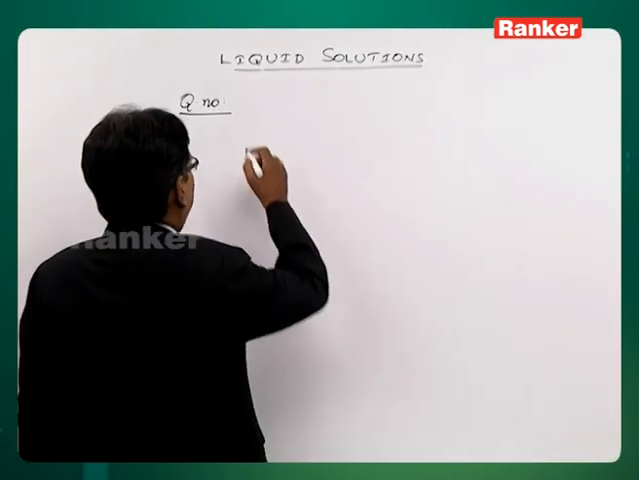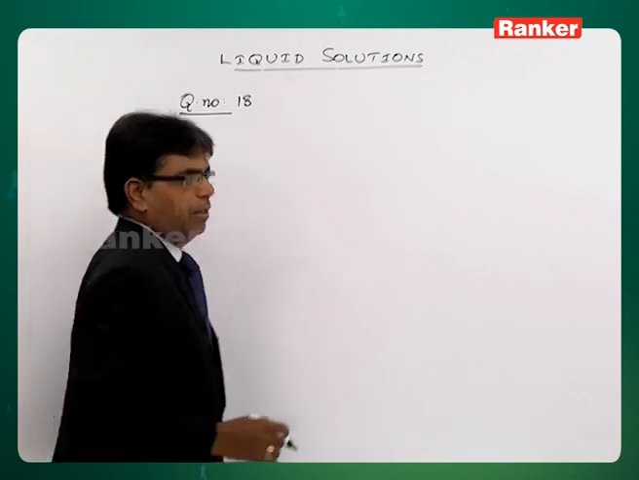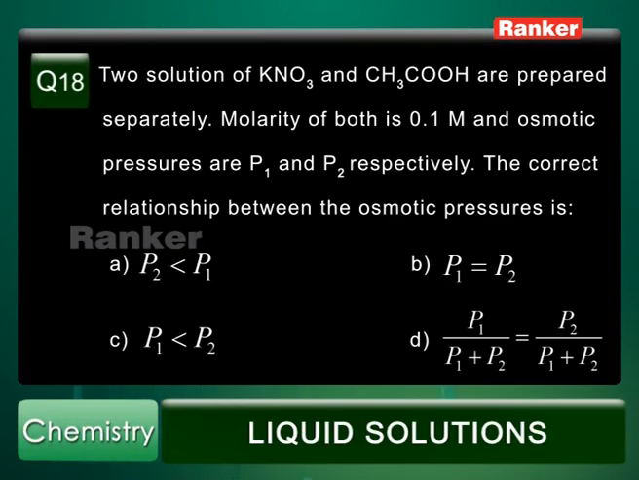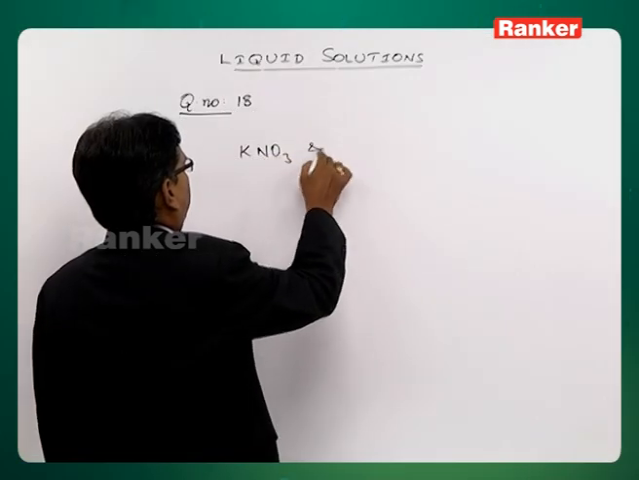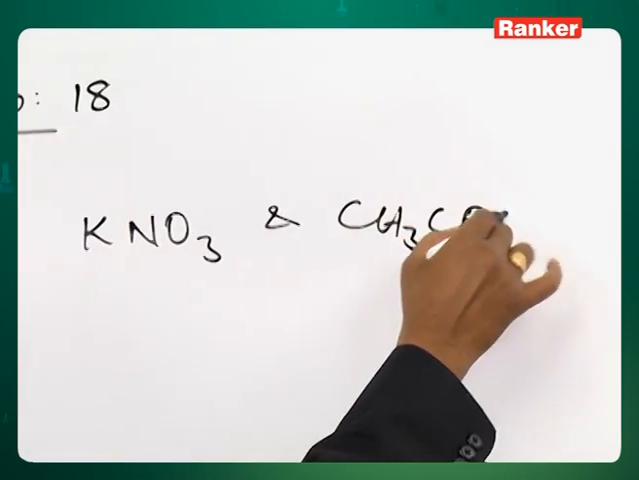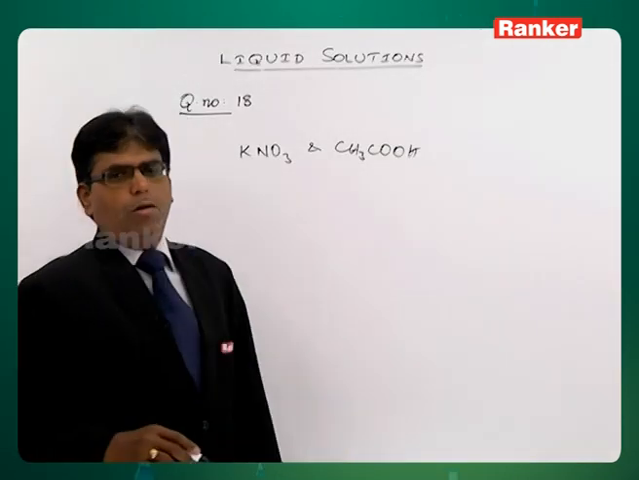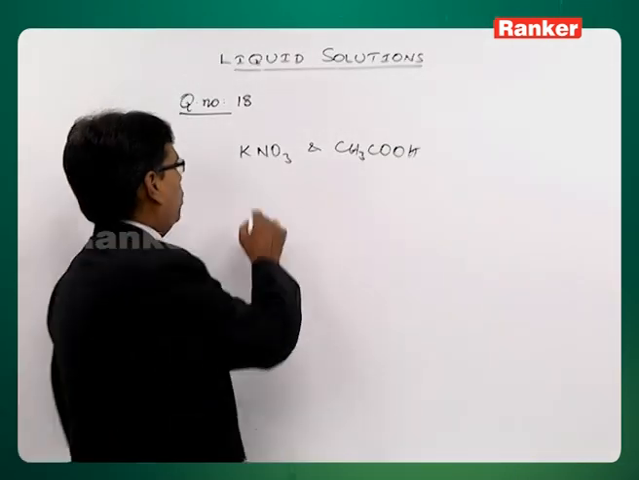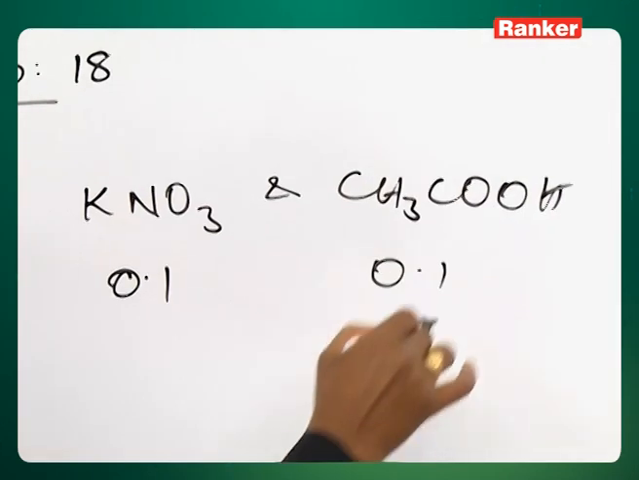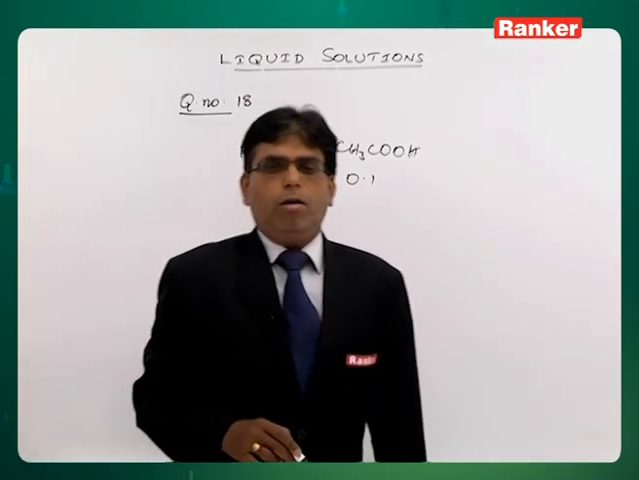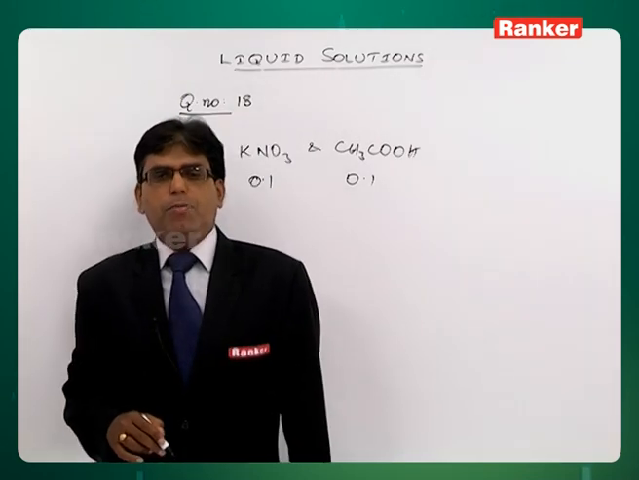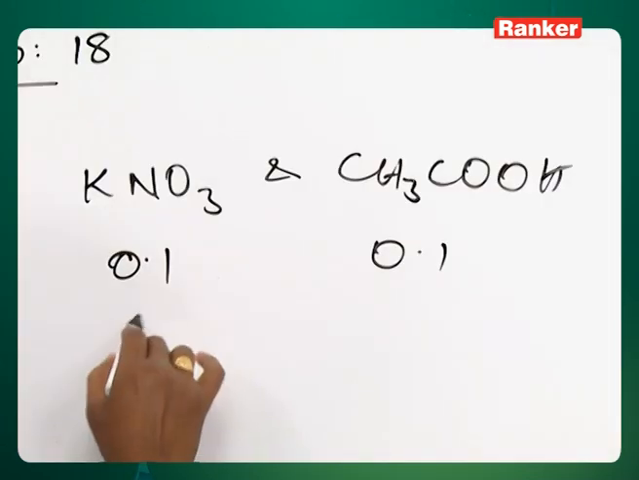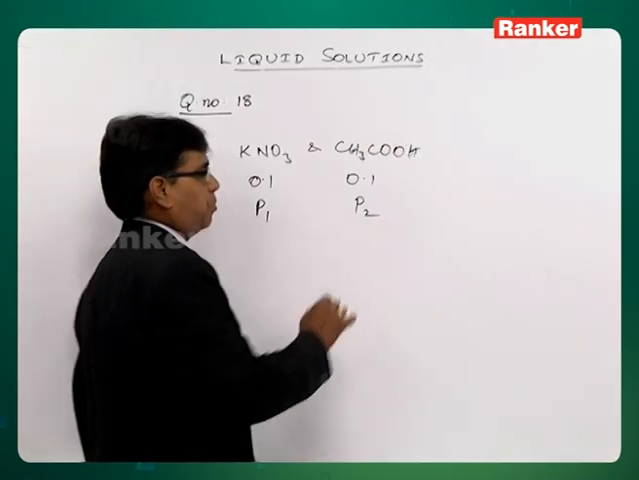Now, let us move on to question number 18. It is given in the question that two solutions of KNO3, potassium nitrate, and acetic acid are prepared separately. Molarity of both is 0.1 molar. This is 0.1, this is also 0.1. And osmotic pressures are P1 and P2. Osmotic pressure of this is P1 and this is P2.